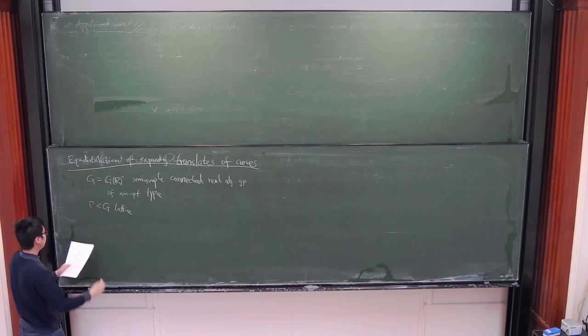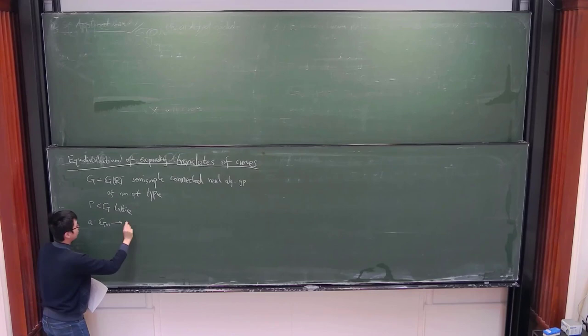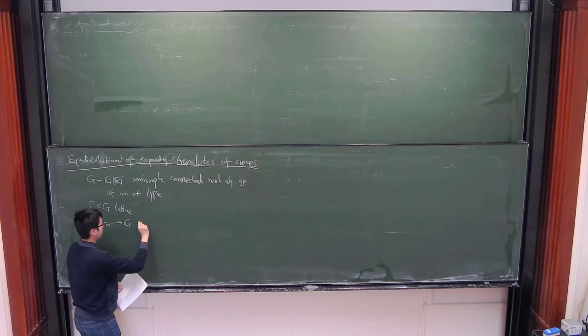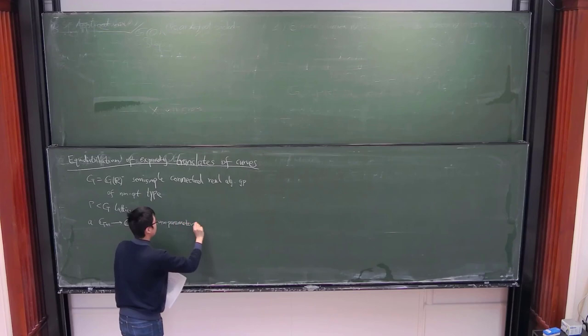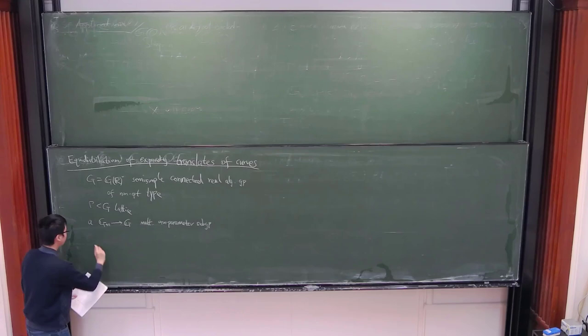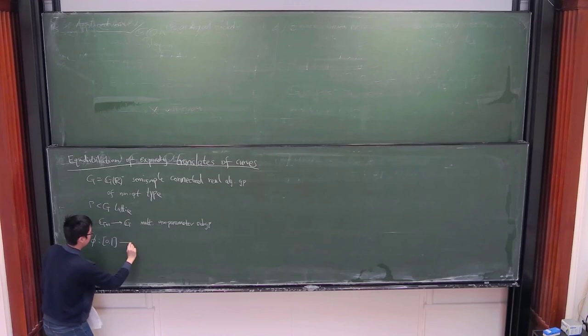Alright, and we have a homomorphism of algebraic groups from the multiplicative group to G, a multiplicative one-parameter subgroup. And we also have a curve phi on G, which is real analytic.